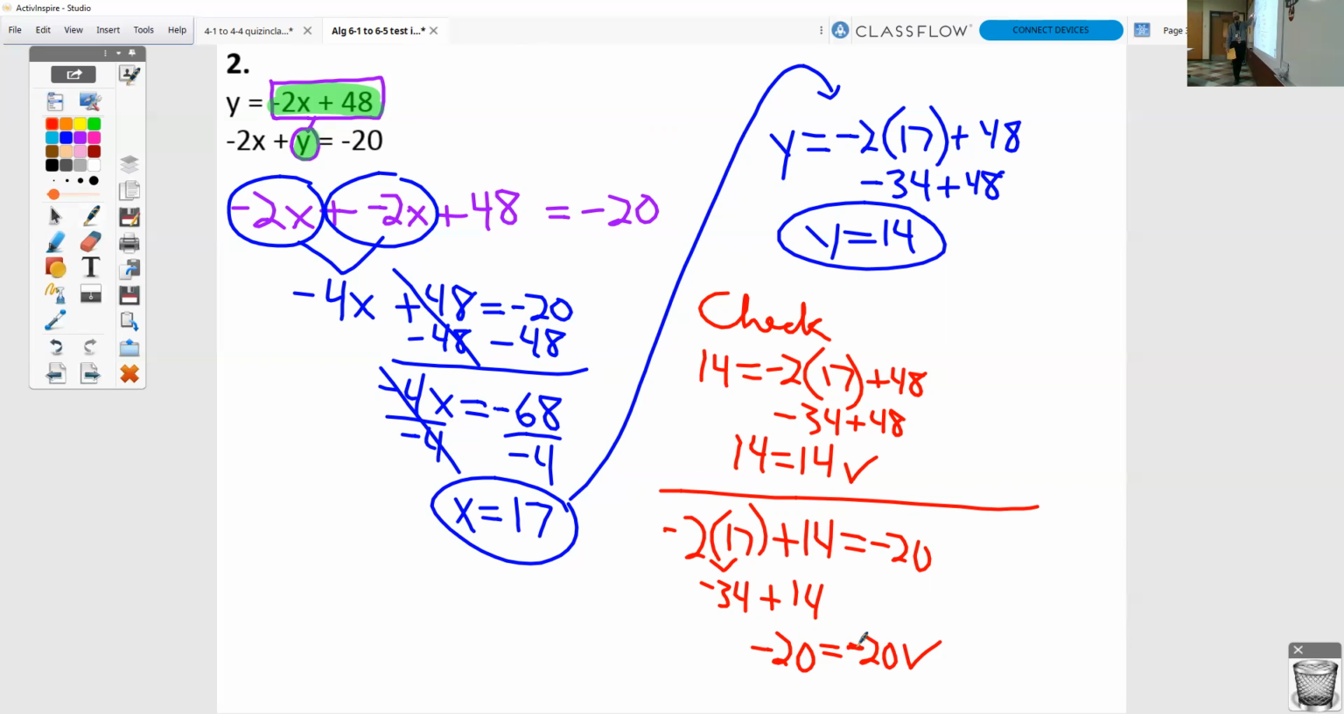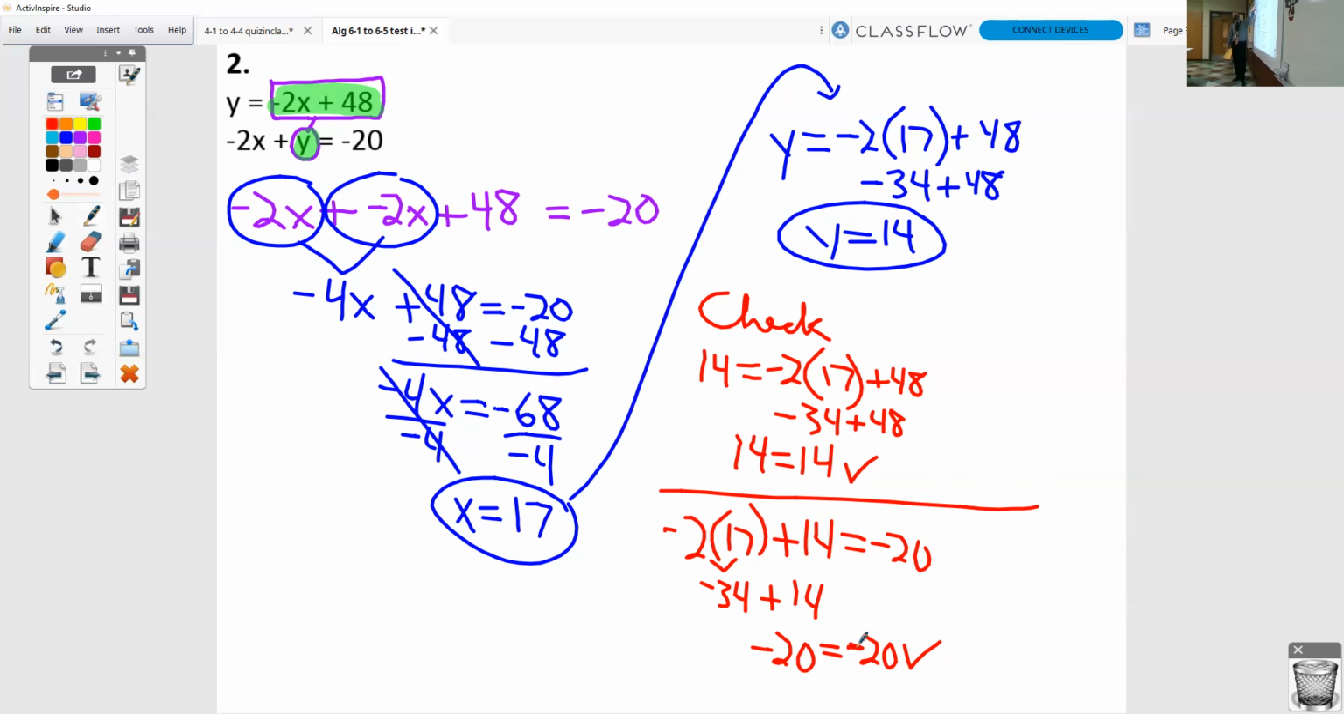So at the beginning of this problem, I have negative 2x's on the same side of the equal sign. So I want to add together my like terms because they're on the same side of the equal sign. So I get negative 4x. Then it's just a 2-step equation. Subtract by 48, divide by negative 4, you get 17.